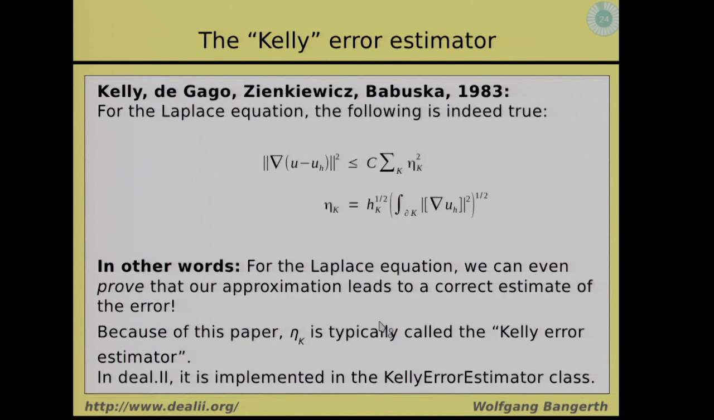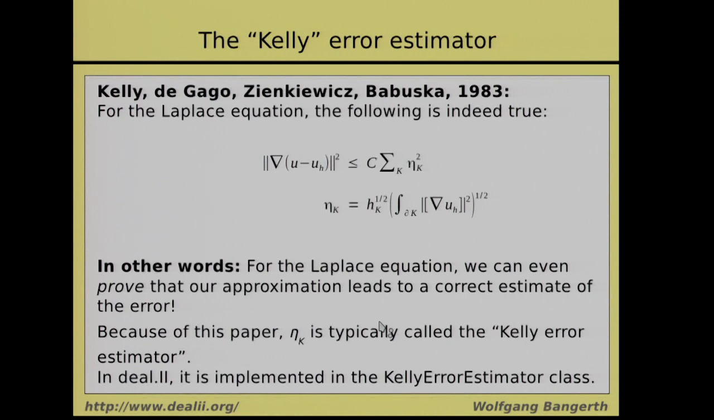Okay, so it turns out that back in 1983, more than 30 years ago now, 4 authors, Kelly, Gago, Zienkiewicz, and of course Babuška. Babuška has been basically the person who wrote all of the first papers on whatever topic in finite element history you can think of. They wrote a paper in which they stated that not only is this eta k that I just defined some, let's say, heuristic indication of how big the error is, but it is actually something that I can prove is an upper bound of the error.